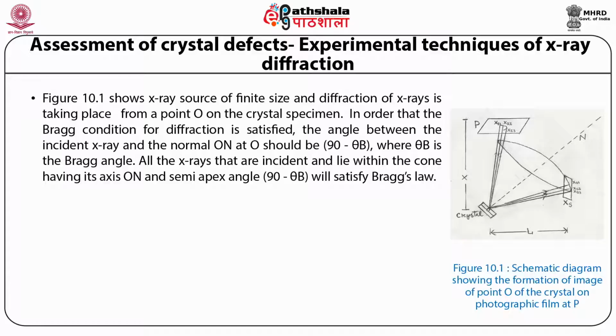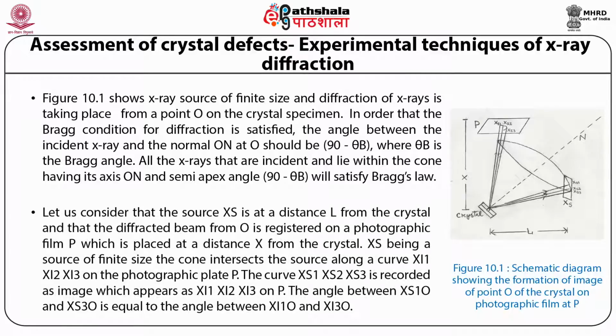In order that the Bragg condition for diffraction is satisfied, the angle between the incident X-ray and the normal ON at O should be 90 minus theta B, where theta B is the Bragg angle. All the X-rays that are incident and lie within the cone having its axis ON and semi-apex angle 90 minus theta B will satisfy Bragg's law.